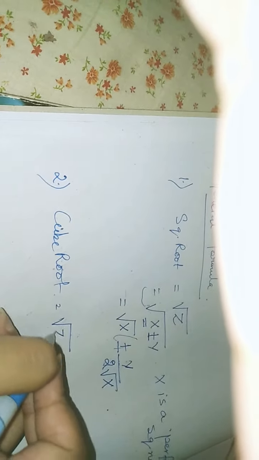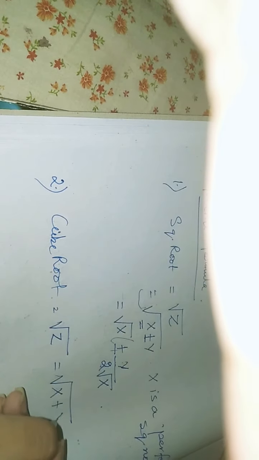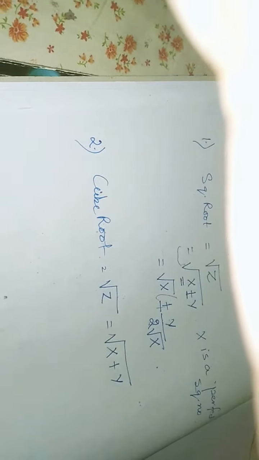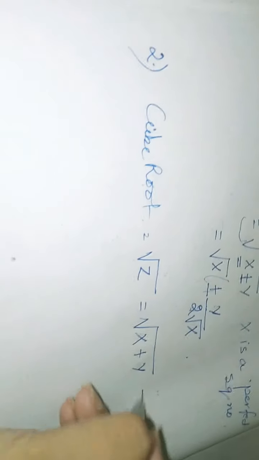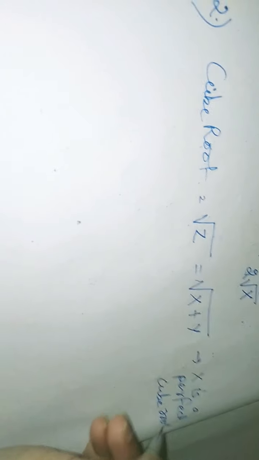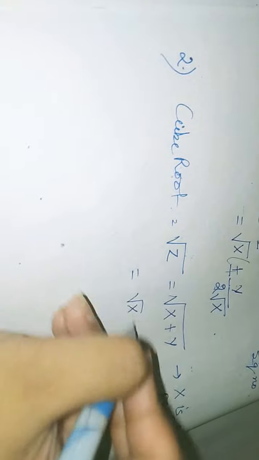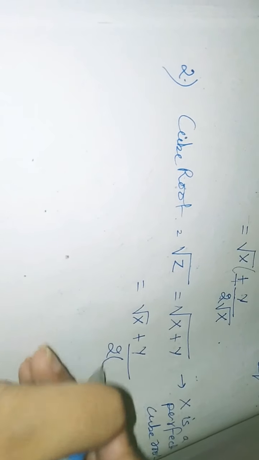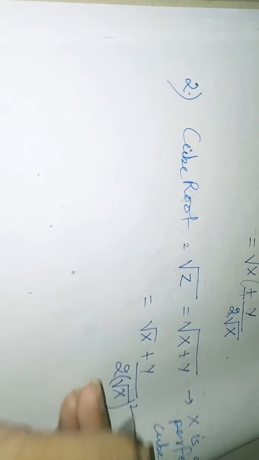And now I am going to give you the formula for finding the cube root. So for the cube root of any number, for example, you have a number z, here we will write it as cube root over x plus y, where x is a perfect cube number. So here my formula will be cube root over x plus y by 2 into cube root over x whole square.